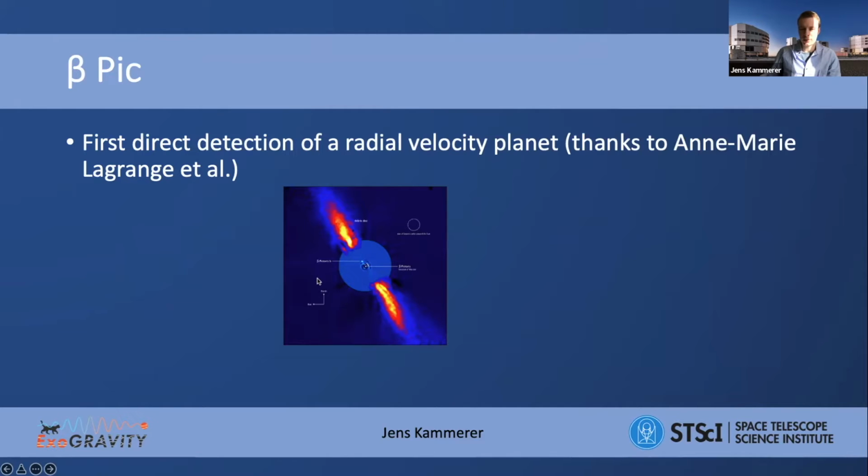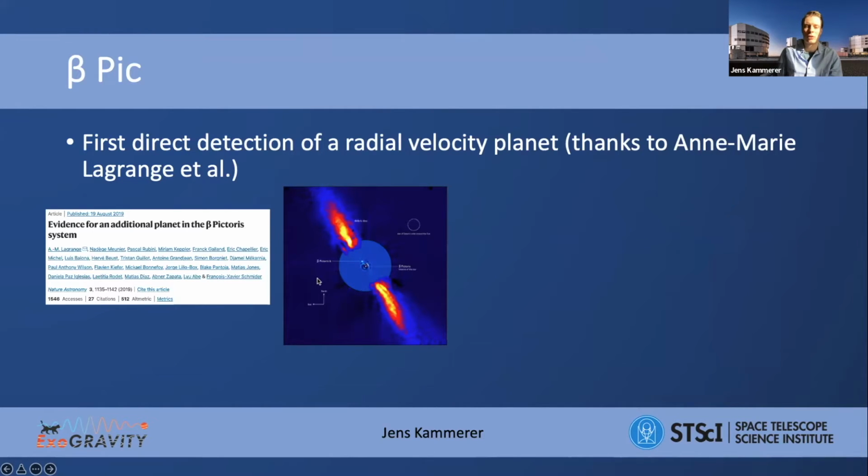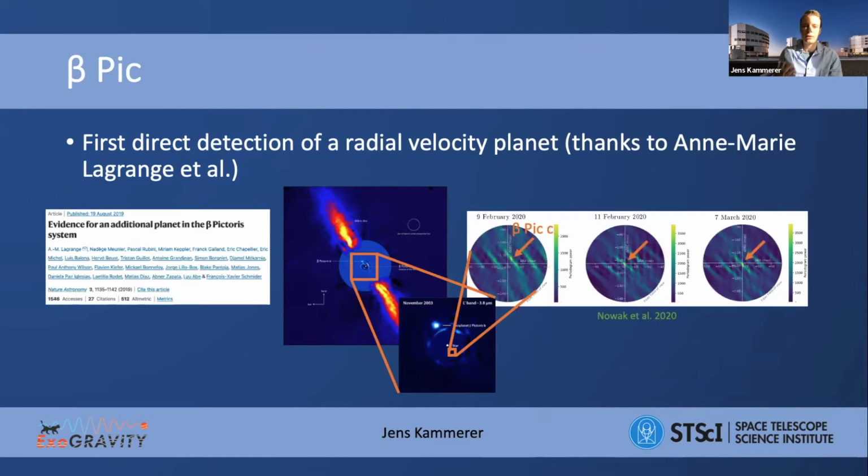But in 2019, Anne-Marie Lagrange et al. announced evidence for an additional companion in the system based on radial velocity data. And in fact, only about half a year later, we were able to directly detect this additional companion, Beta Pictoris c, with GRAVITY. And this really was the first direct detection of a radial velocity planet and was enabled by the unprecedented angular resolution that we can achieve with GRAVITY.